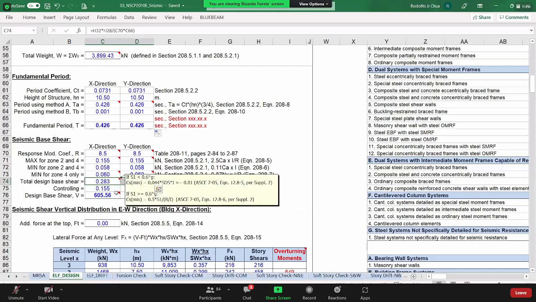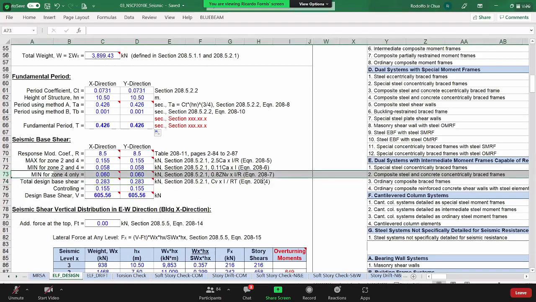So this acceleration should not be below the minimum requirement according to equation 208-7. That equation is 0.8 times Z, the zone factor which is 0.4 for zone 4, multiplied by Nv, and then multiplied by the importance factor divided by R. So you can look at this in the NSCP code. Anyway, at the end of this lecture, I'm going to give you a PDF version of this spreadsheet as a guide.